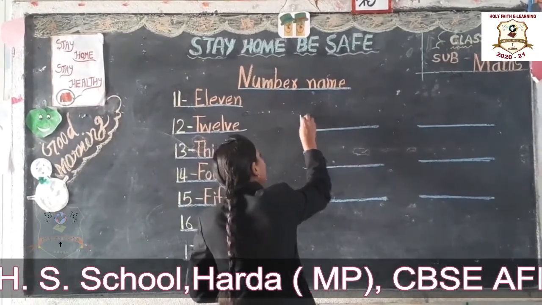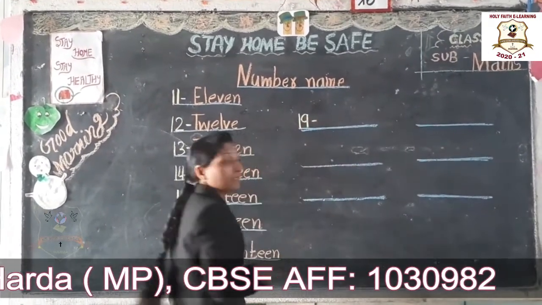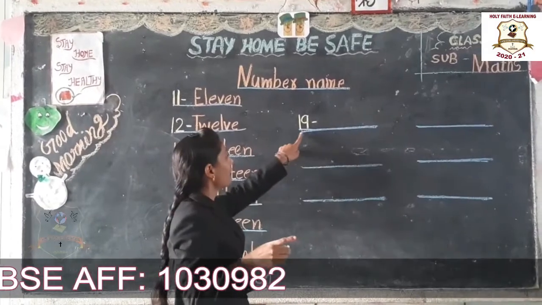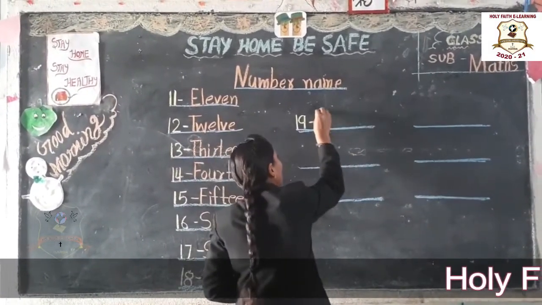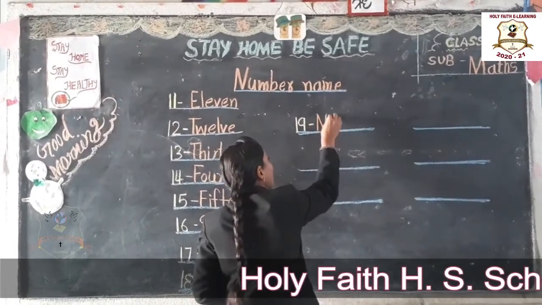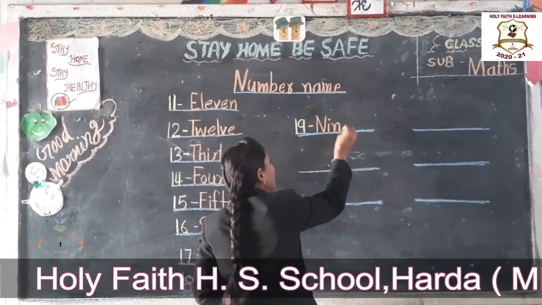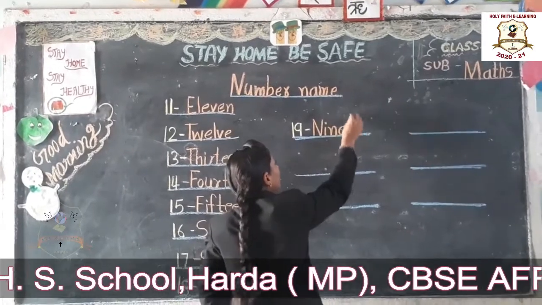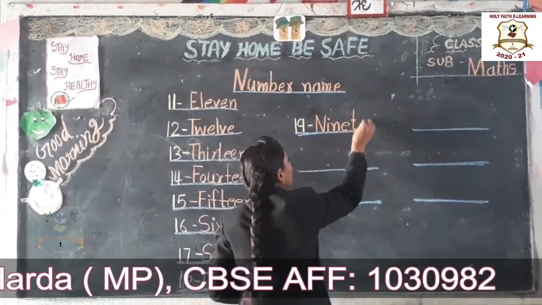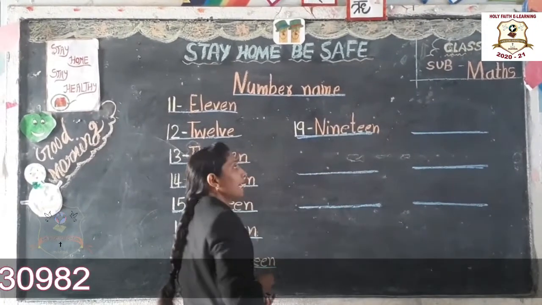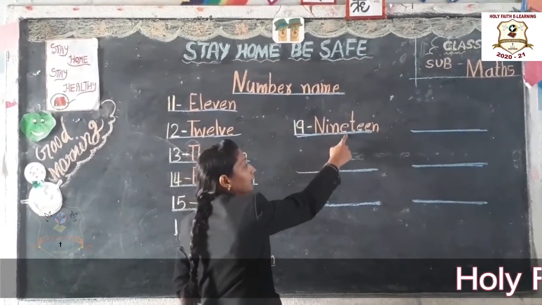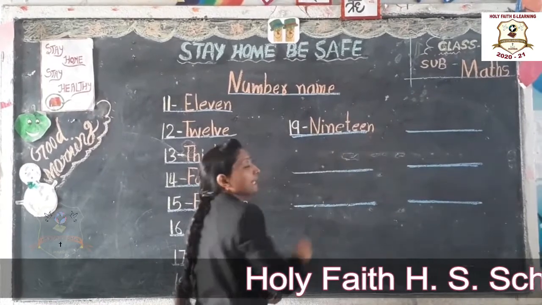Tell me, which number is this? Yes, this is number 19. 1, 9, 19. N, I, N, E, T, E, E, N. 19. N, I, N, E, T, E, E, N.